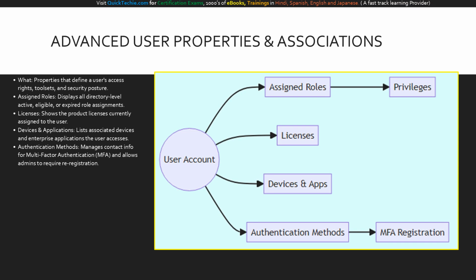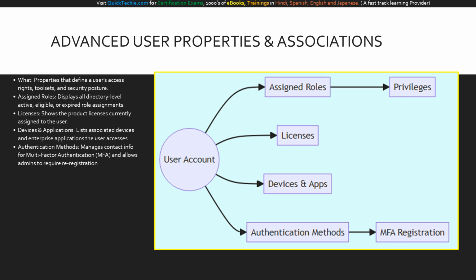On slide 3, we transition from basic identity fields to advanced user properties and associations. What are these? These are the properties defining a user's access rights and security posture. Our second point highlights assigned roles. This property view displays all active or eligible administrative roles assigned to the user. Next, the licenses property shows exactly which products the user is entitled to use.